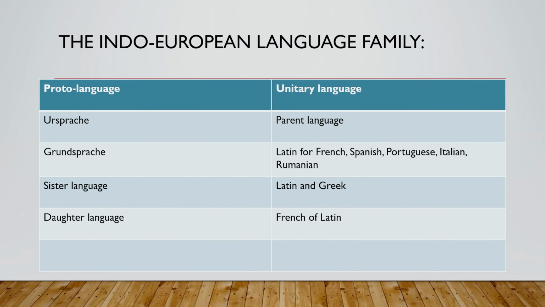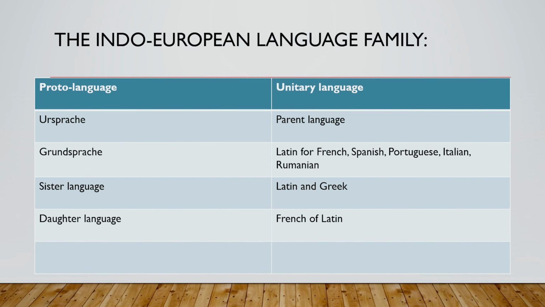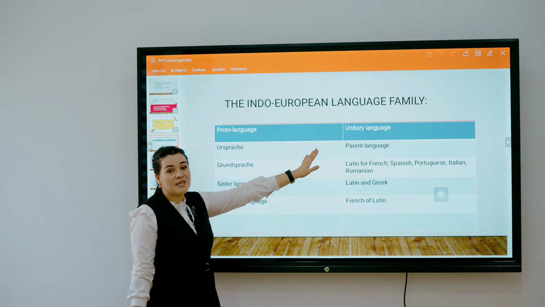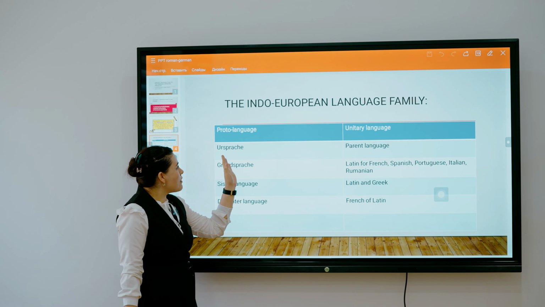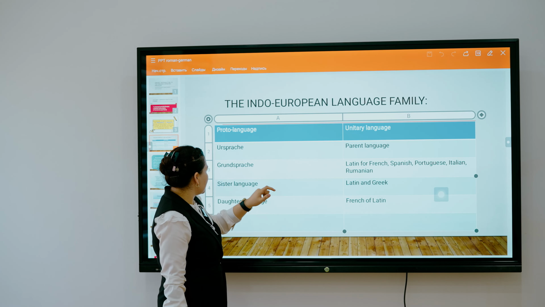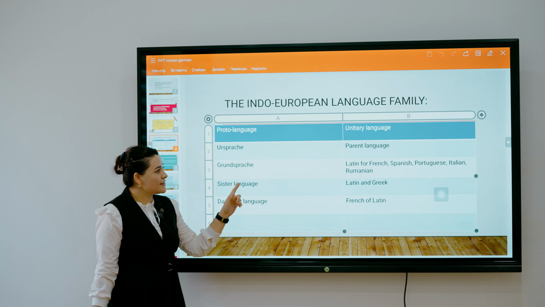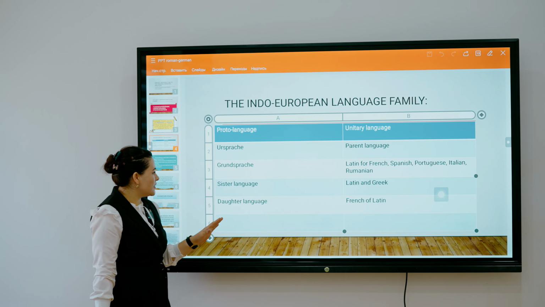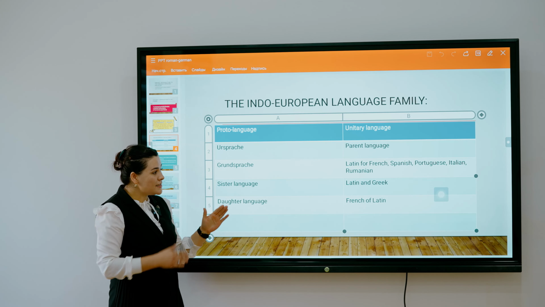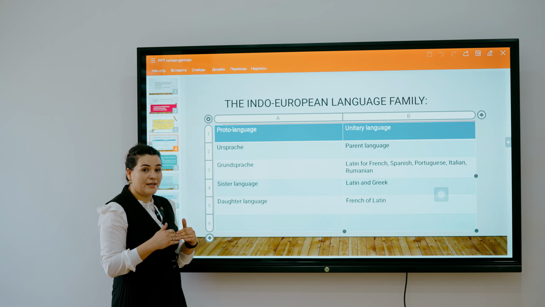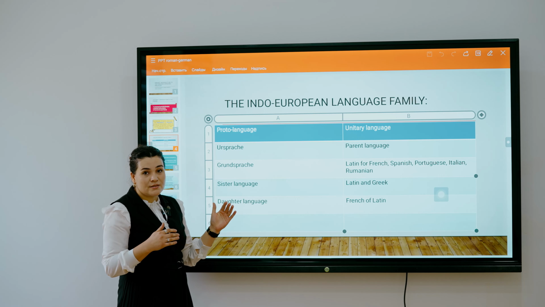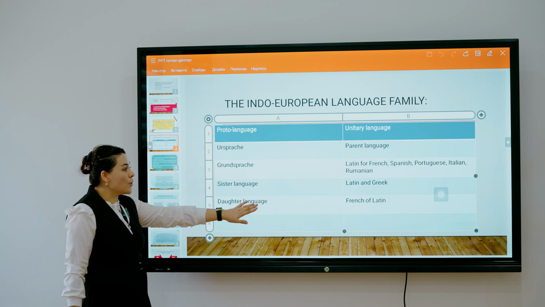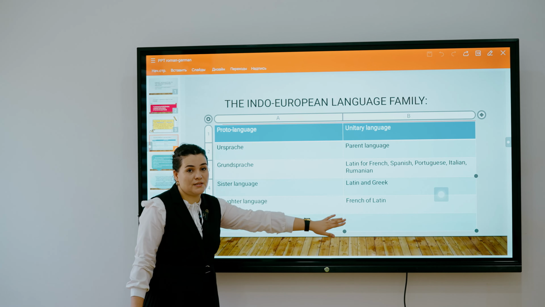The first one is Proto-language, and the second one is Grundsprache. Proto-language means unitary language. Grundsprache means parent language. And Grundsprache means Latin for French, Spanish, Portuguese, Italian, Romanian. Sister language means Latin and Greek. In Old English, sister languages are called Latin and Greek, and daughter language means French of Latin.